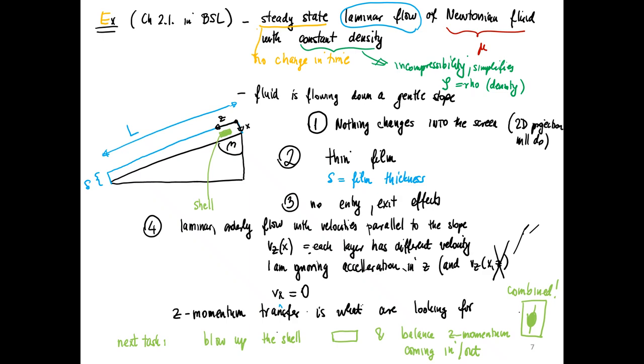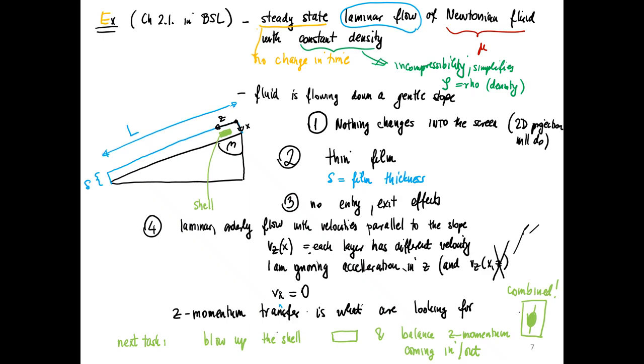As an engineer, you want to establish steady state. And that's what we can control. The rest is not easily controllable. And fluid is flowing down a gentle slope. And by gentle, I mean literally something like this. Right? It's not like this.